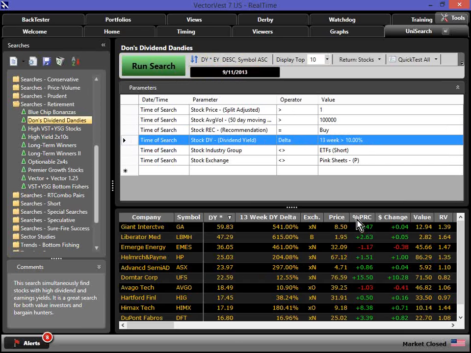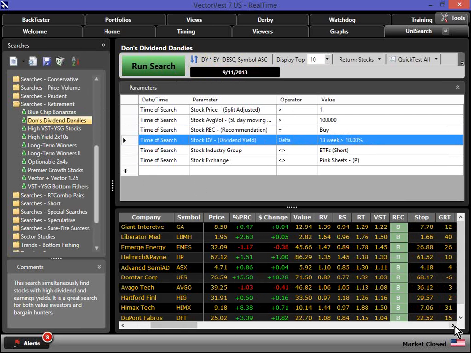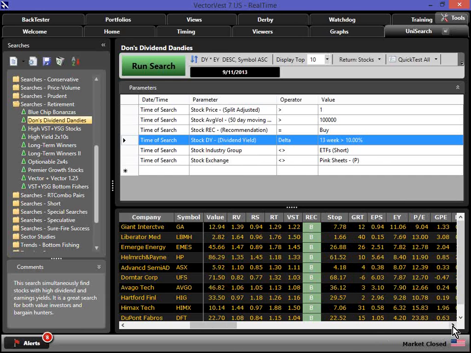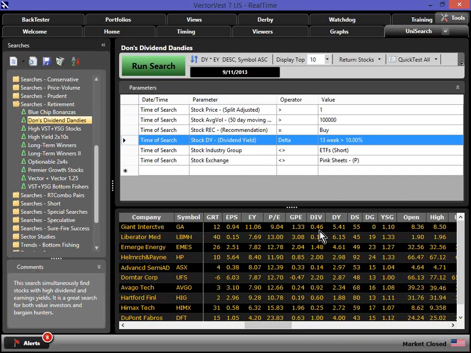So if I run this search, if we look at the stocks here, now you'll notice some of them actually do have a relative safety that's less than 1 because it was not a criteria here. But notice they all have buy recommendations. And if I scroll over, notice they all pay a dividend. This is in the retirement folder. They all pay a dividend. And the dividend yield has increased more than 10% over the past quarter.